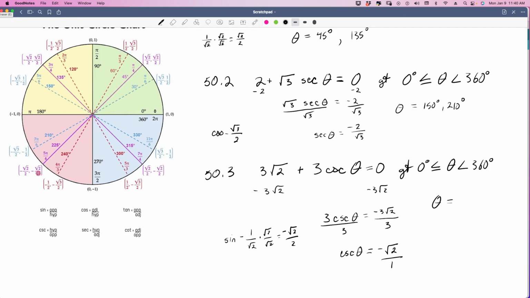All right, here's one. That's 225 degrees. And here's another one, 315 degrees. So our theta is going to be 225 and 315. That's not so hard.